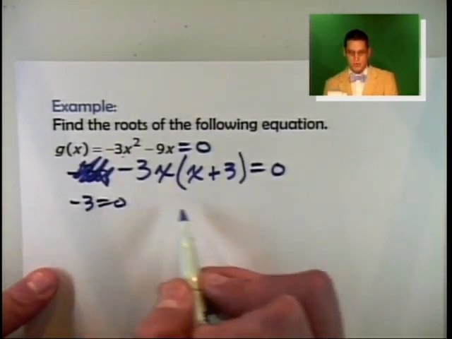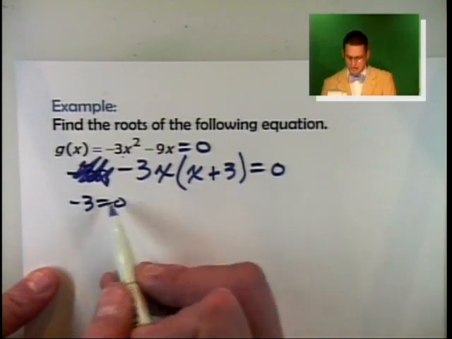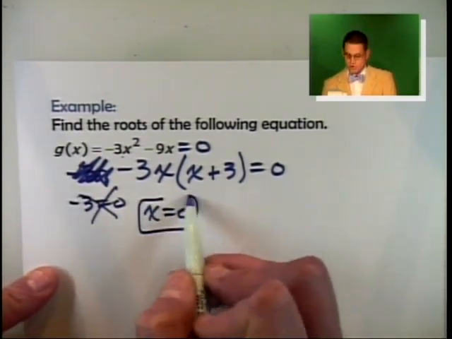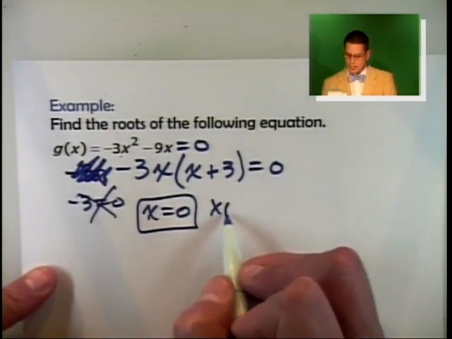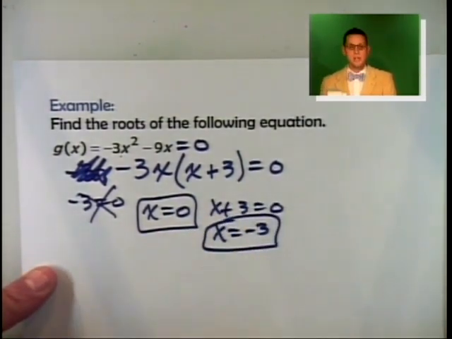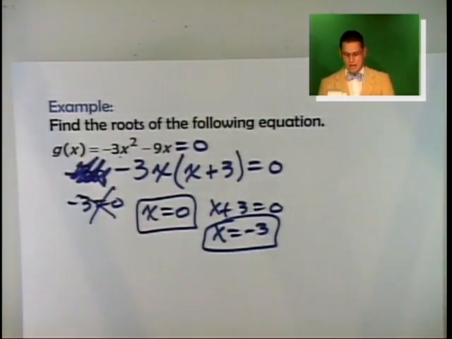Negative 3 equals 0. Get a good laugh out of that. That's not going to work. Or x equals 0. So that's easy to solve. There's one of my roots. Or x plus 3 equals 0. That's easy enough to solve. I get x equals negative 3. So notice it's a parabola. It's a quadratic. It has two x-intercepts. I see a pattern emerging here.